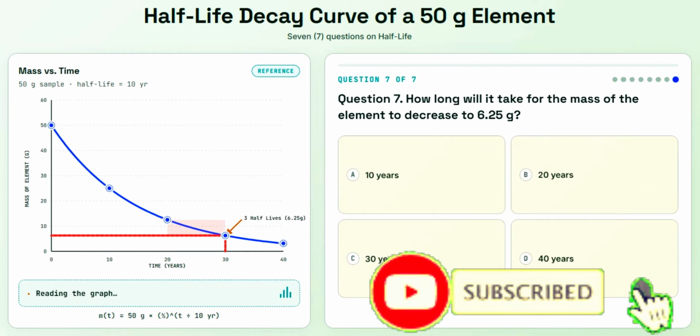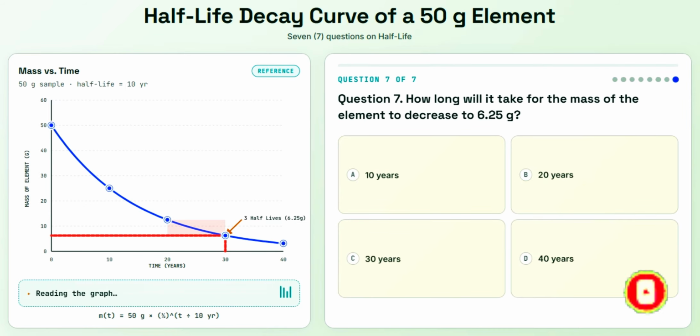Question 7. How long will it take for the mass of the element to decrease to 6.25 grams? To drop from the initial 50 grams to 6.25 grams, the element must divide by 2 3 times, which requires 3 consecutive half-lives. With each half-life lasting 10 years, this cumulative decay process takes exactly 30 years. Thus, option C is correct.